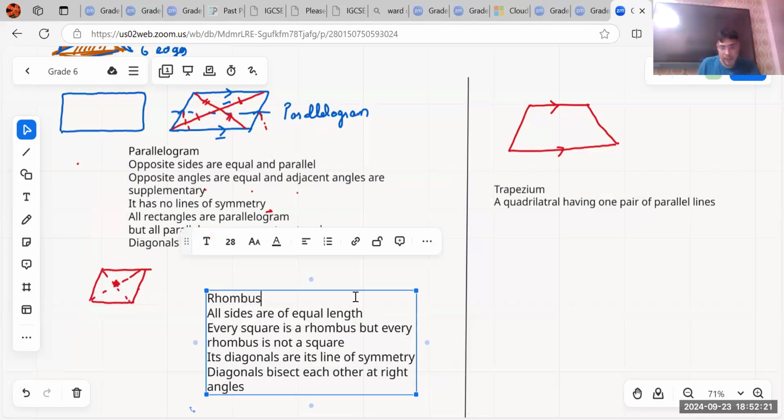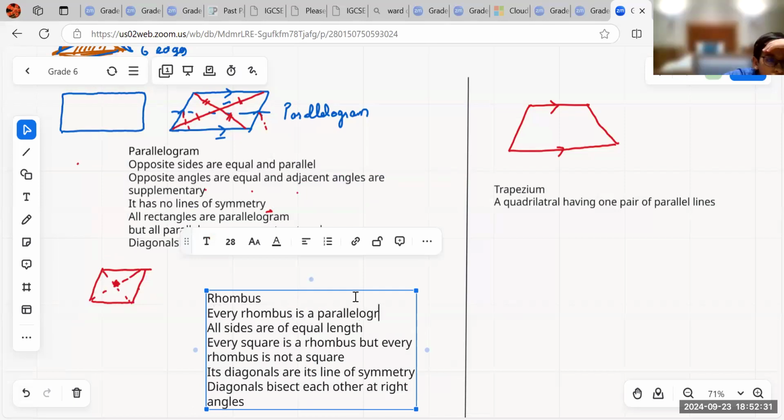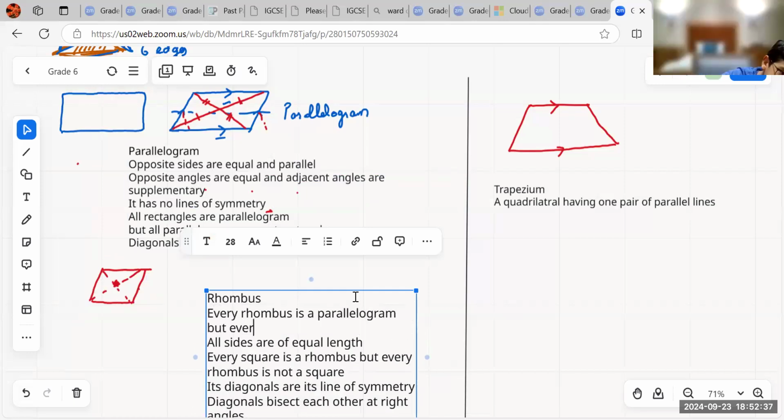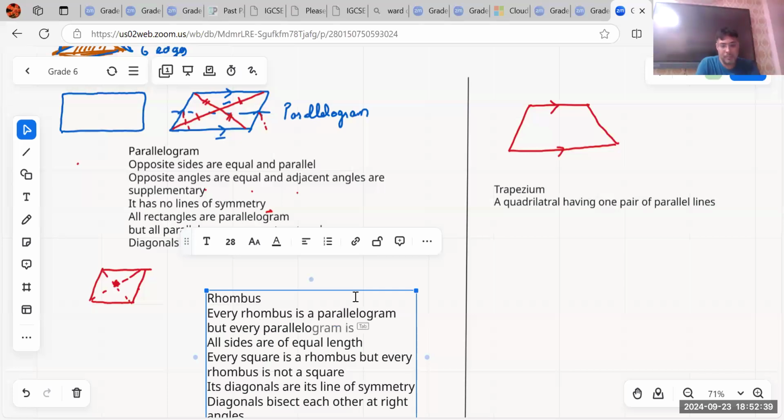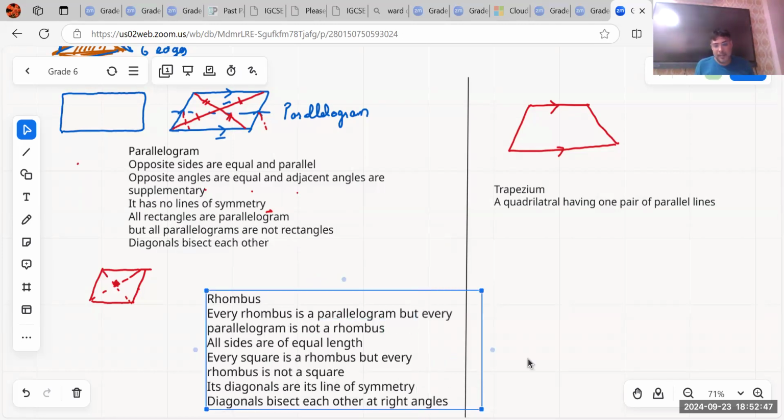Next, we can write every rhombus is a parallelogram. But every parallelogram is not a rhombus. Have we written it, guys? Now let me explain this.